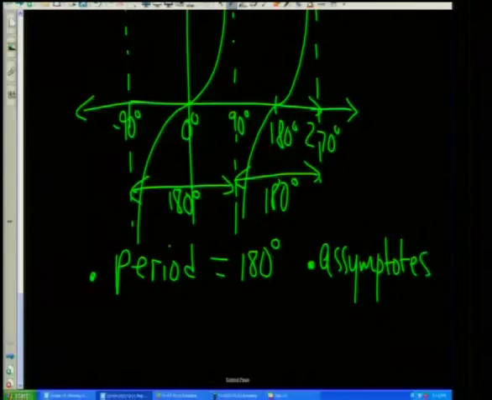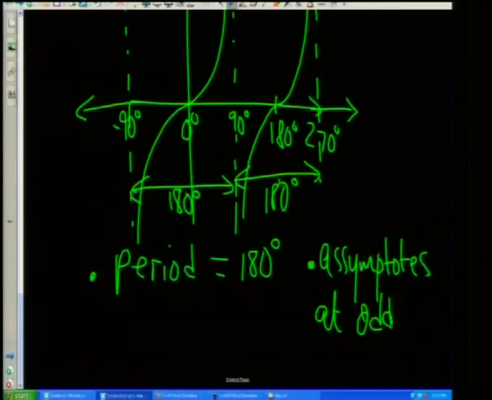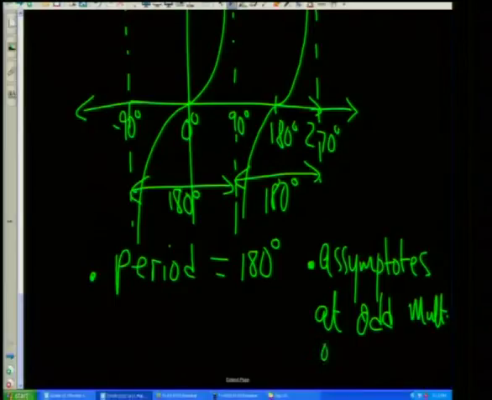Infinite of them. There's an infinite number of them, depending on how far you have defined your interval. Asymptotes at odd multiples of 90 degrees.